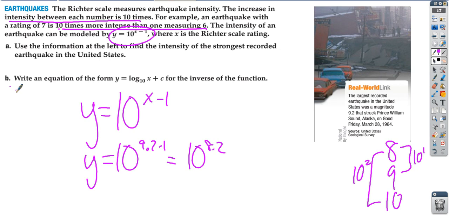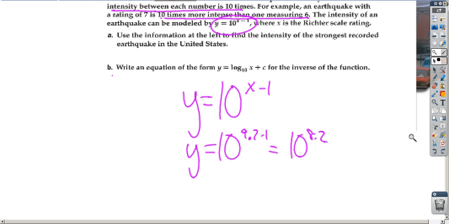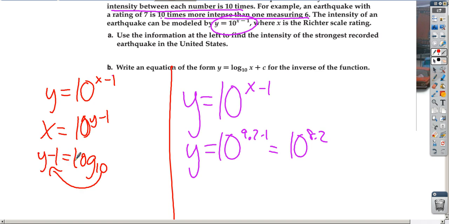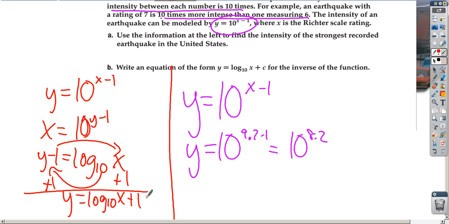So remember, the inverse means that we're supposed to switch the x and the y. So that's what we will do. Here is our original function right here. If we switch the x and the y, x would go here and y would go here. Okay, now how do we change that? Well, we already practiced changing from log form to exponent form before. So this is going to be the logarithm base 10, 10 raised to this power, so 10 raised to the y minus 1 equals x, equals log base 10. And then we could finally solve that for y by adding 1 to both sides. So we get y equals the log base 10 of x plus 1. That right there would be the inverse.